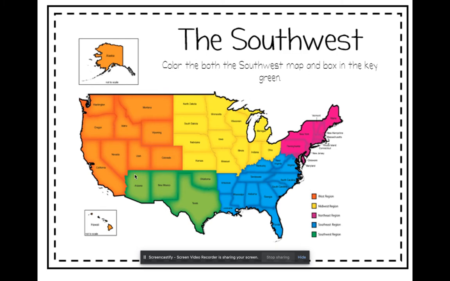All right, so the Southwest region is the area that is colored green in this map. So these are the states that are part of the Southwest region. We have Oklahoma, and we have the big state of Texas, New Mexico, and then we also have Arizona.